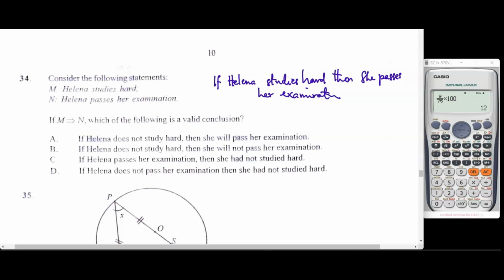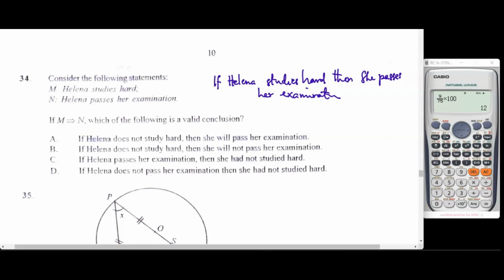So we should find out, this is actually what we must see in the statement here. It says, which of the following is a valid conclusion? This statement here is a pure valid conclusion statement. If we see that here, then it means that's the answer. But if we don't, and there is a vice versa statement, then we have to look out for which one is true. So if Helena does not study hard, then she will not pass her examination.